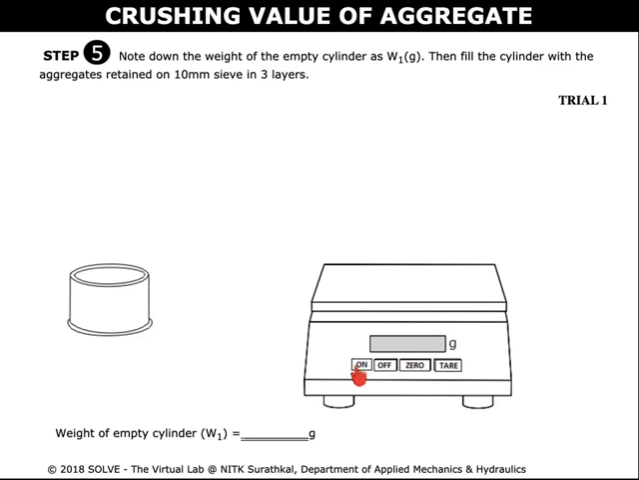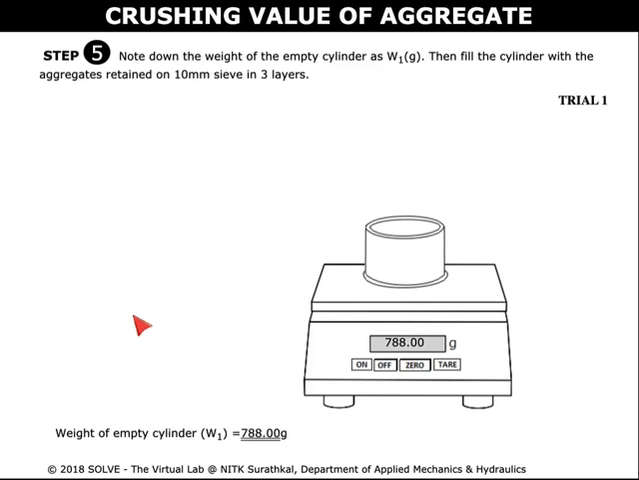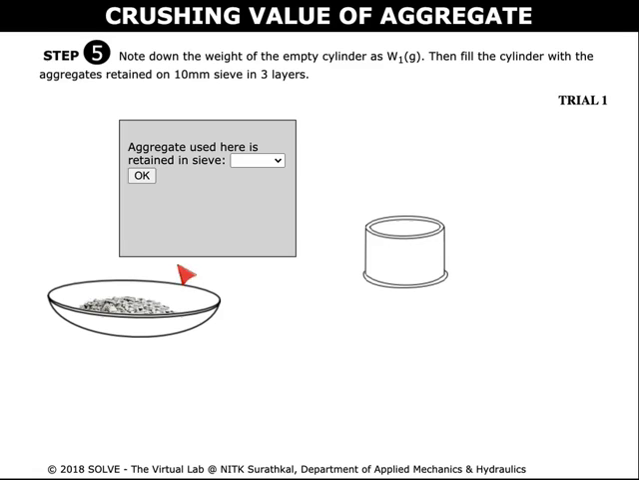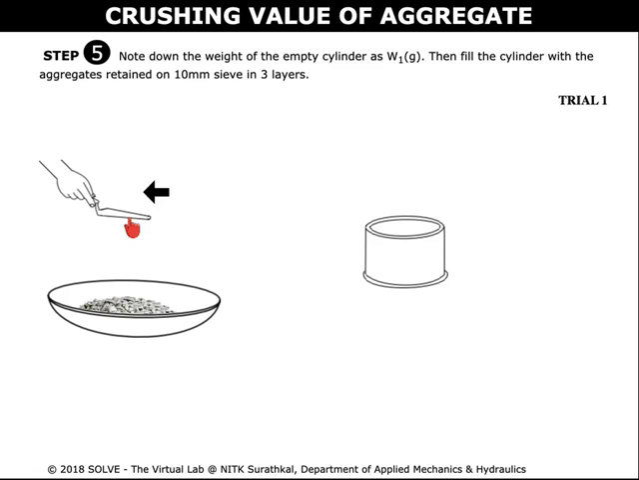Switch on the weighing machine. Click on tare to clear the weight. Now click on the cylinder to calculate the weight of empty cylinder, that is W1. Answer the proper question shown here. To proceed to the next step, click on the OK.